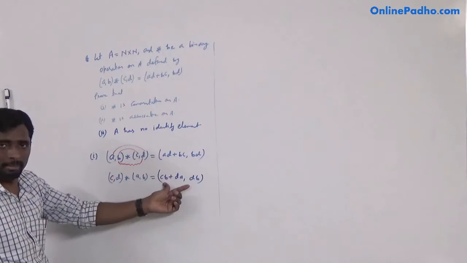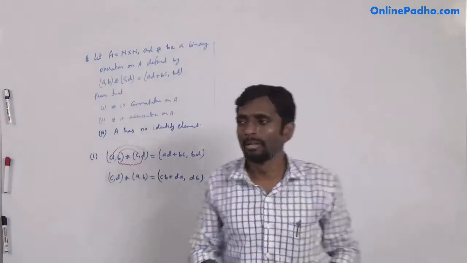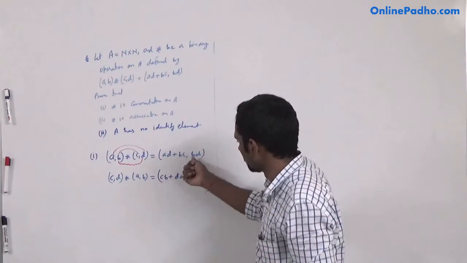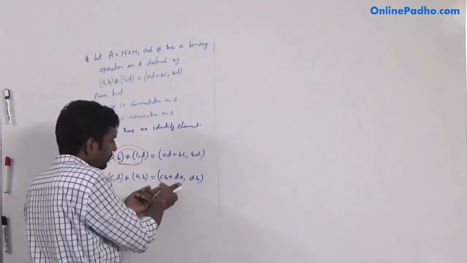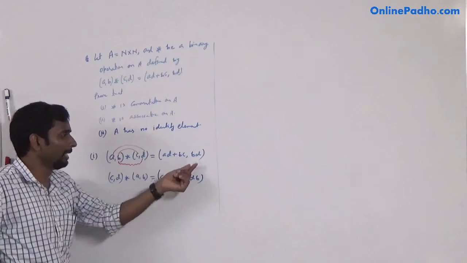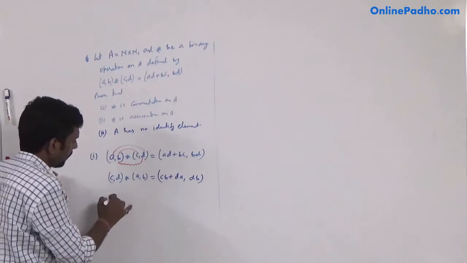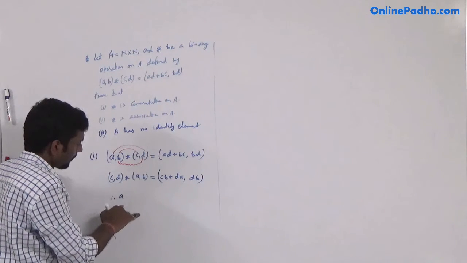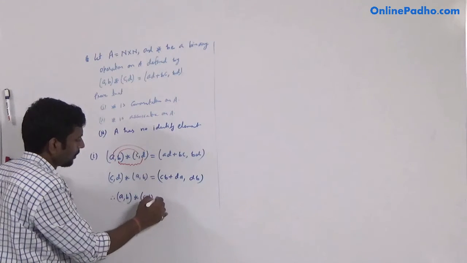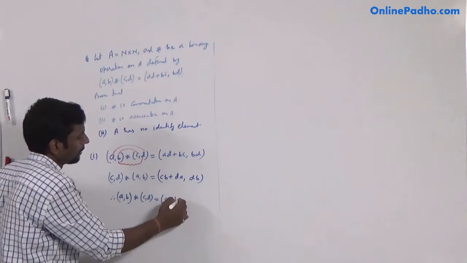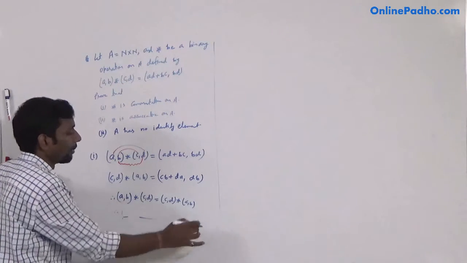Are both ordered pairs the same? Yes. Two ordered pairs are equal only when the first element is equal to the first element and the second element is equal to the second element. So in this case, AD plus BC is equal to CD plus DA, and BD is equal to DB. Both are the same things. Since these two are equal, we can say that AB star CD is equal to CD star AB.